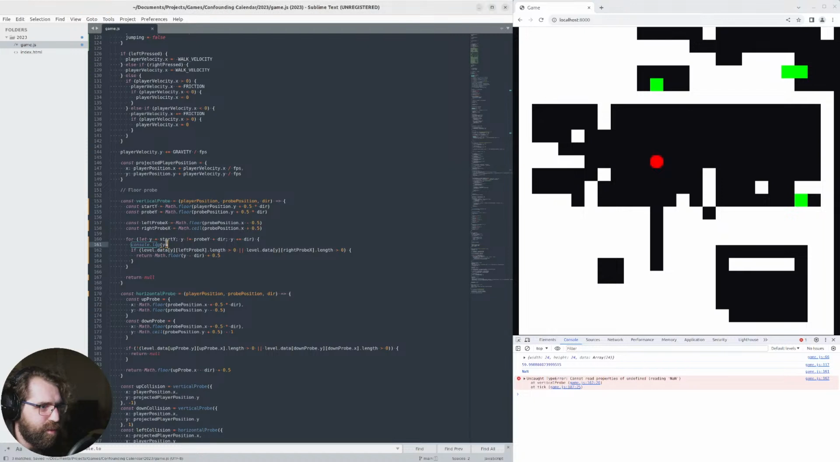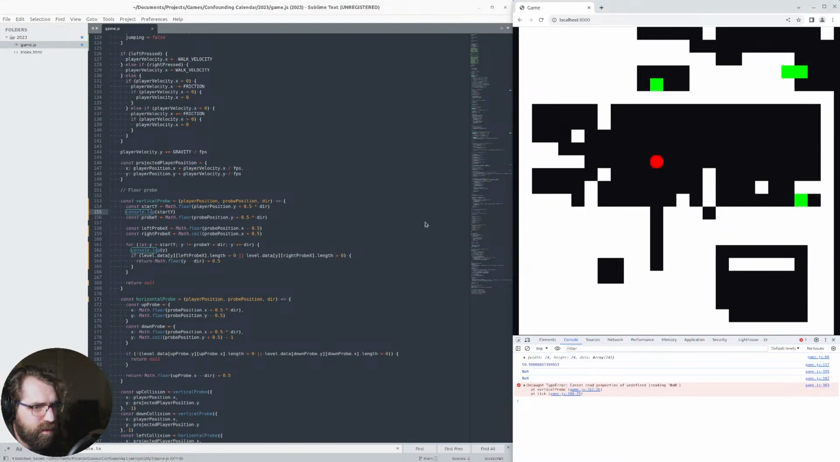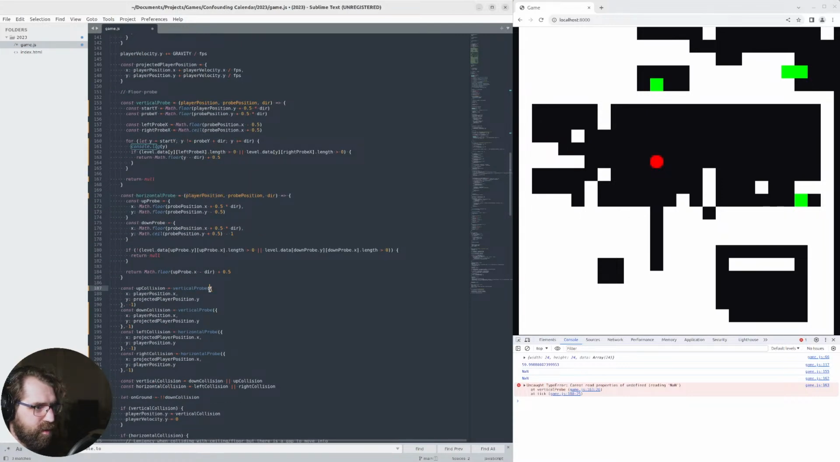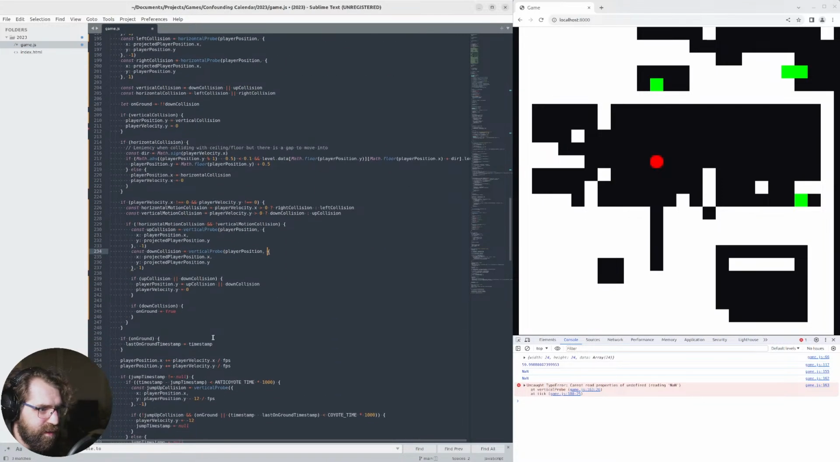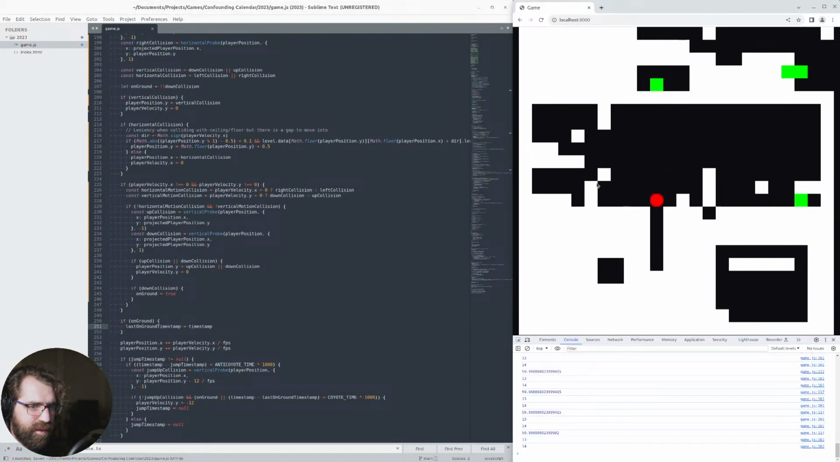NaN. Why is Y NaN? Start. I'm assuming start Y is NaN. Yep. Oh, because I haven't passed in player position to here. Okay. And I changed this one even though I'm not using it yet, so I'm going to pass it in. And here, and here, and there's another vertical probe there. So much vertical probing. Okay.